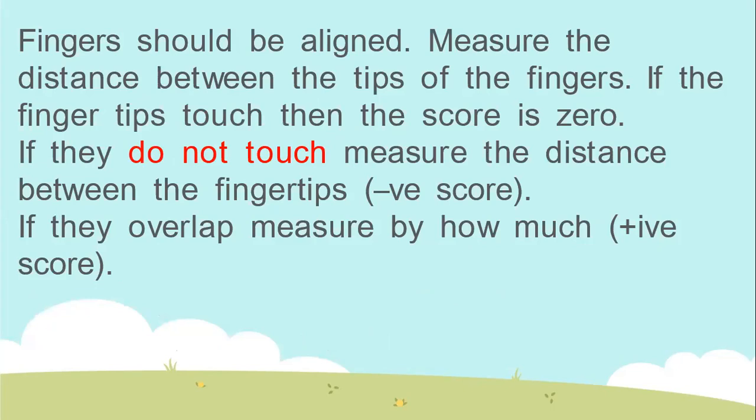If the fingertips touch, then the score is 0. And if they do not touch, measure the distance between the fingertips and it will be a negative score. If they overlap, measure by how much, then it is a positive score. Okay. So the distance in inches between the extended middle fingers gives the score. Okay.